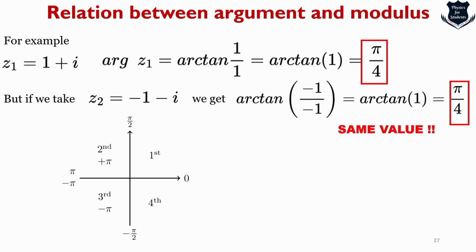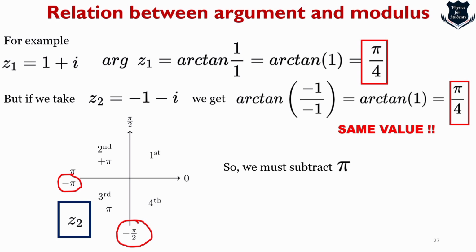So if we draw z2 on the Argand diagram, it will fall somewhere in the third quadrant, somewhere here. So the argument should be minus pi and minus pi by 2, the one marked in red. So we must subtract pi, and what we get is z2 equals minus 3 pi by 4. So this is basically the relation between argument and modulus.